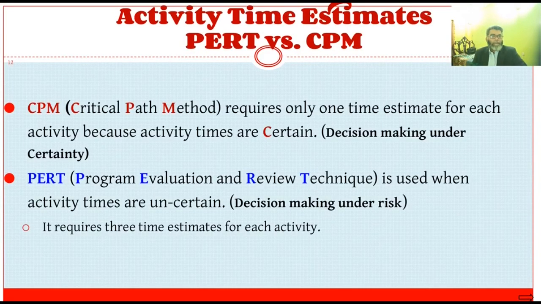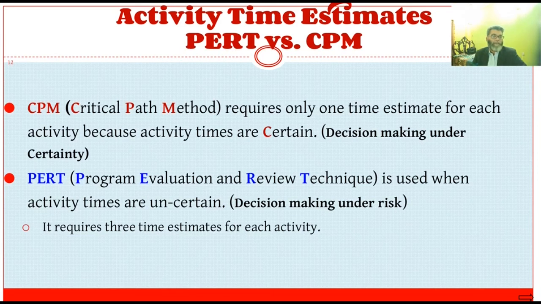Critical path requires only one time estimation. That's the main difference between critical path and PERT. In critical path, the time duration is known, or the time duration is certain, whereas in PERT, the time duration is unknown. So the critical path method requires only one time estimate for each activity because activity times are certain. So we are talking about decision making under certainty.